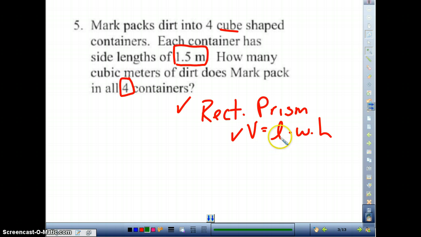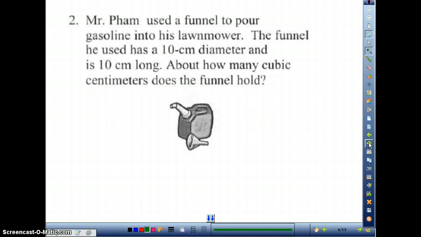Once you plug in the numbers for your length, your width, and your height, that gives you the volume for one. You got to turn around and multiply that answer by 4. Okay? That was for number 5. Let's see. What shape is a funnel?